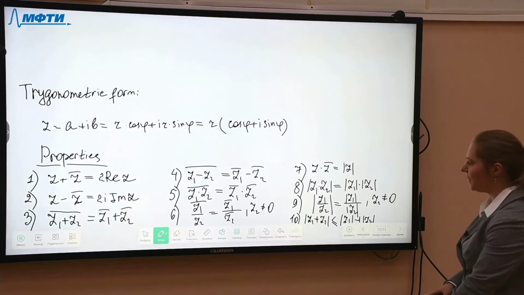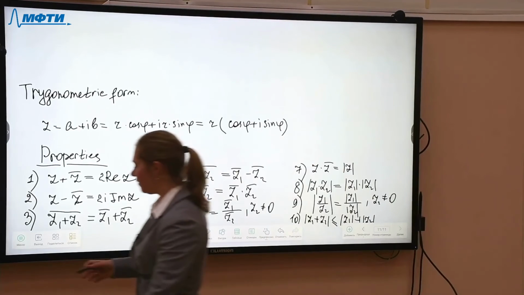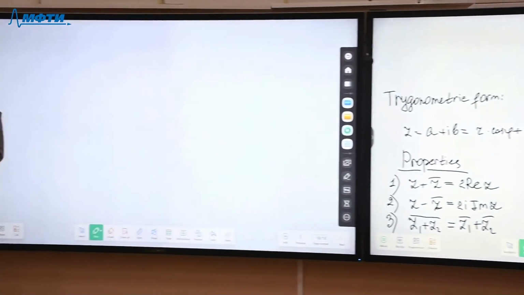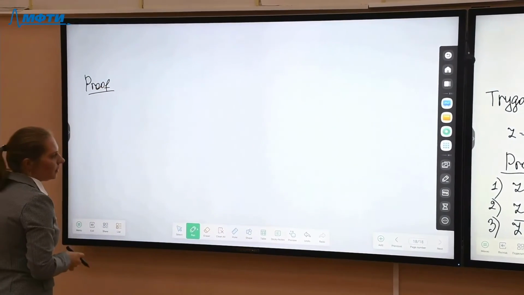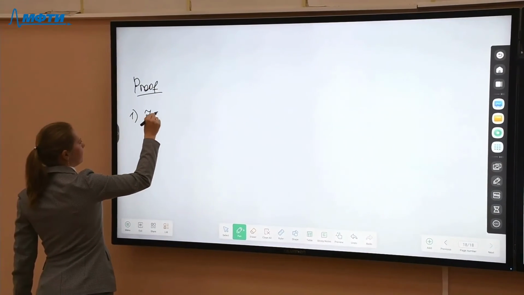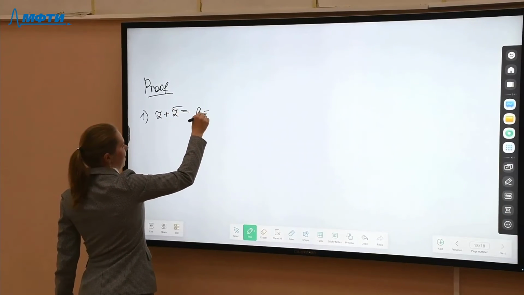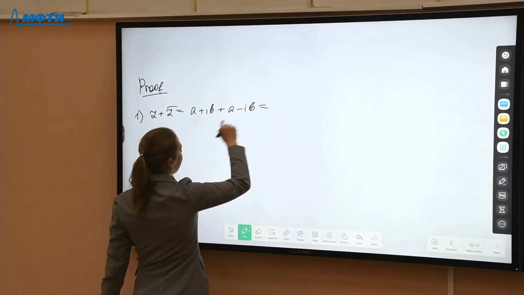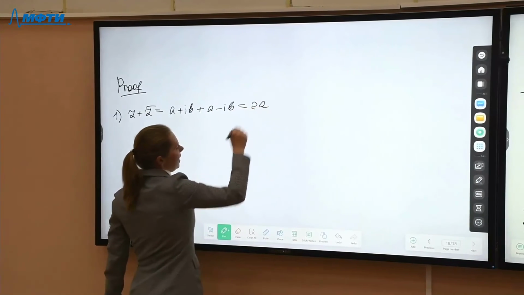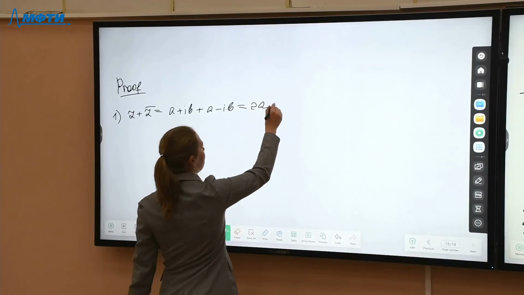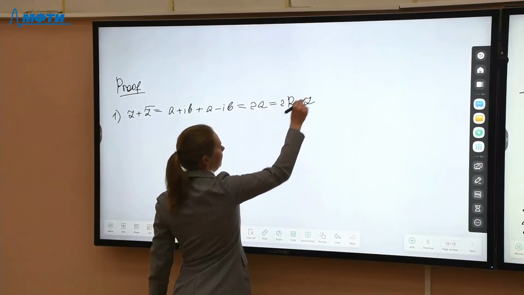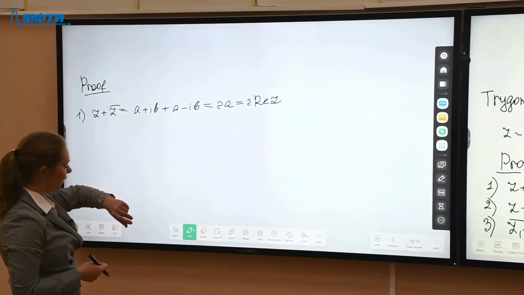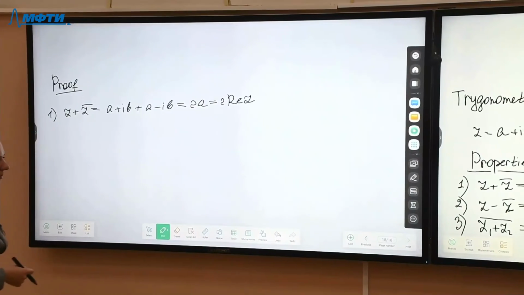Okay, we have 10 minutes left. So let's prove only some of the properties. Well, the first property: if z is a plus ib, z conjugate is a minus ib, so we have this is just 2a, and a is the real part of our number, so this is two times the real part of z. The second property, we can prove in the same way. So let's keep it for now.